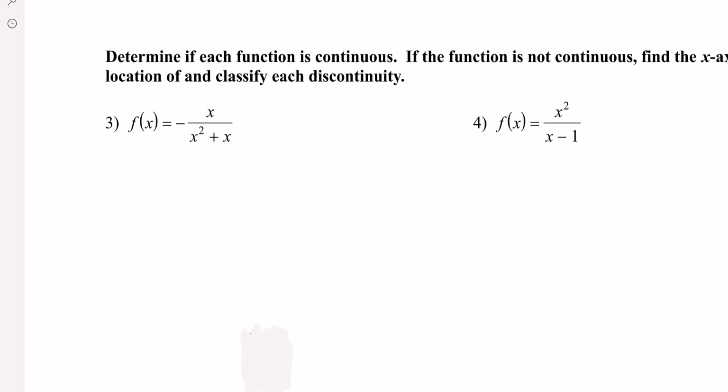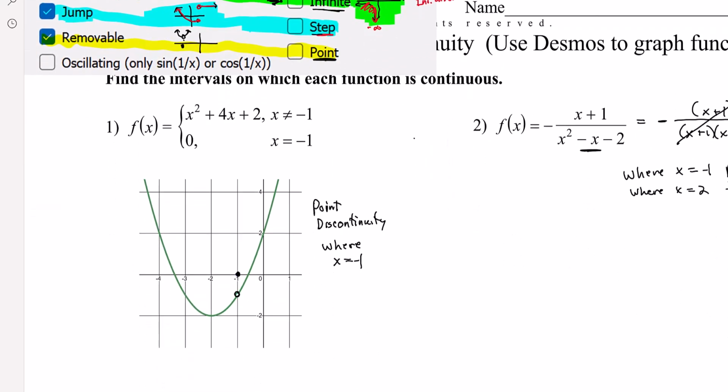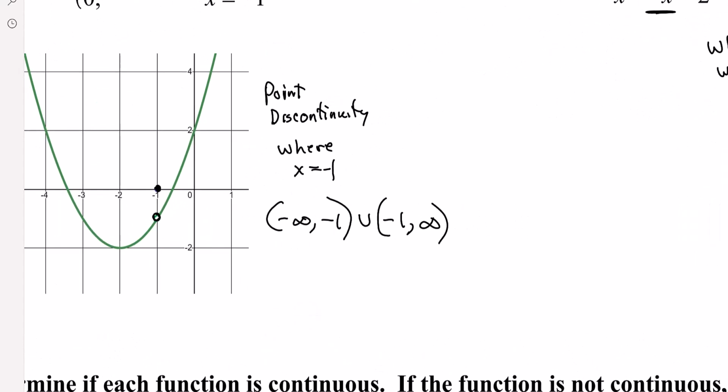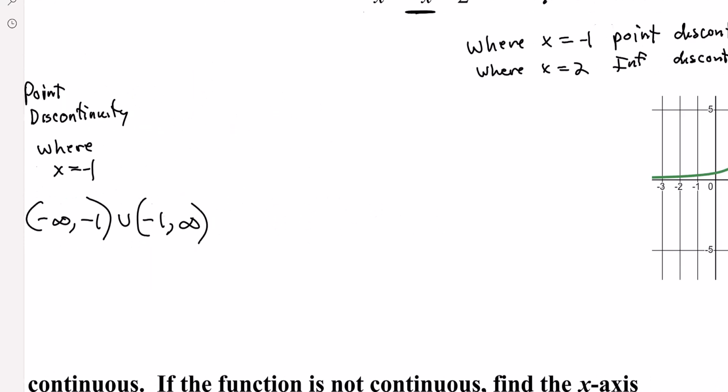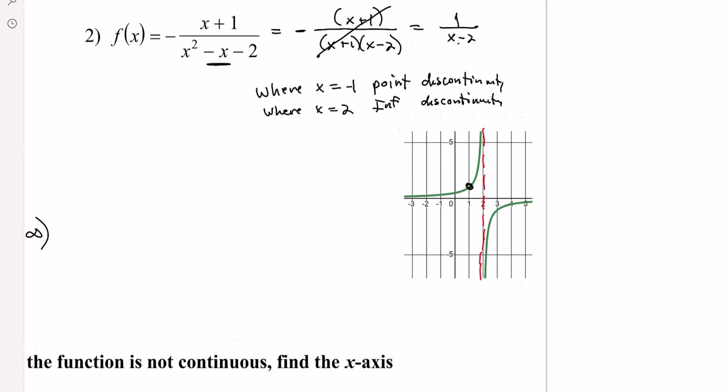Determine if each function is continuous. Up here, it told you to find the intervals. Since where x is equal to -1 is the only place it's not continuous, then it's -infinity up to -1, and -1 to positive infinity. Even though it doesn't ask you to, I would like you to put the type of discontinuity just so that your brain gets in that habit. All right, and then I'm going to show you.